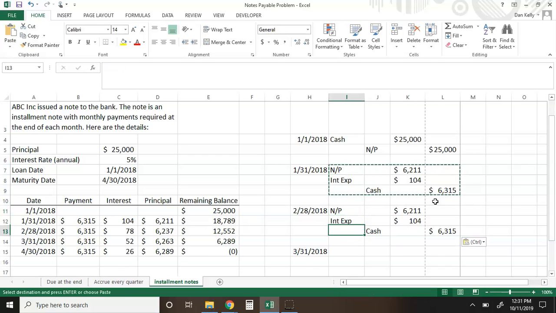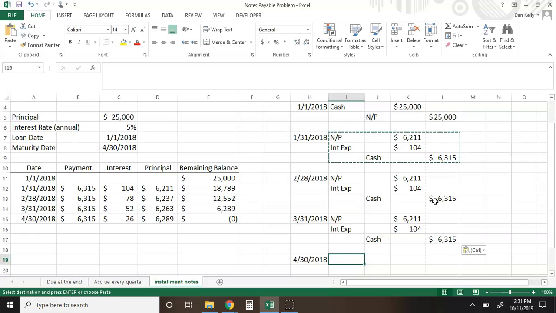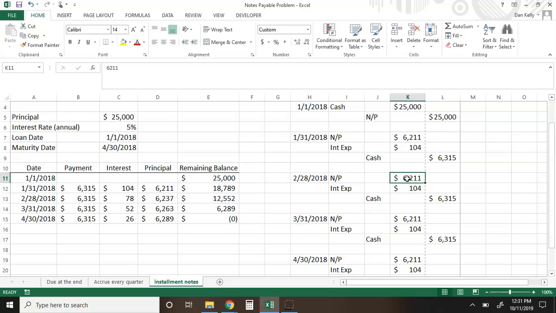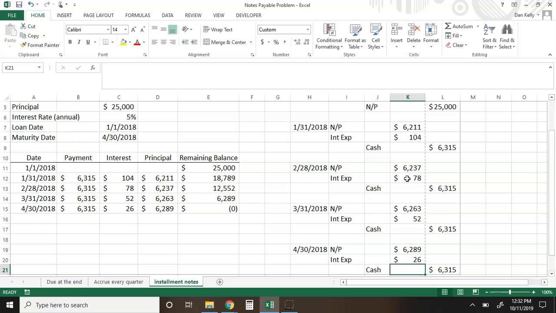Then we're going to make that same entry over and over and over again for the next couple months, except we're going to change the values. The cash payment will remain the same, but what goes to principal versus what goes to interest will change. So in February, the principal payment was $6,237, and the interest payment was $78. In March, the principal payment was $6,263, the interest payment was $52, and in April, it was $6,289, and the interest payment was $26. Still coming up each time with a full payment of $6,315.